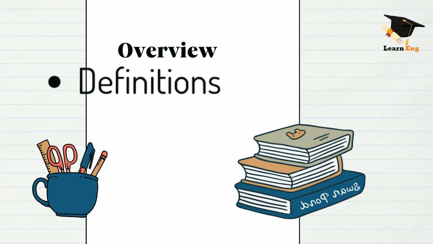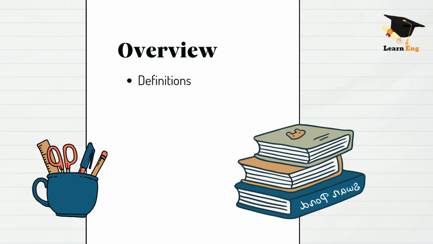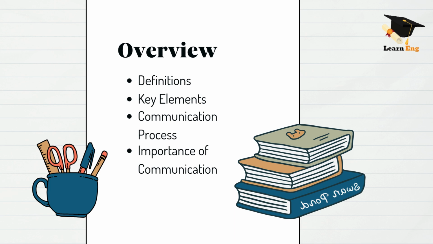We'll start with definitions, covering both a general definition and some insightful scholarly ones. Next, we'll move on to the key elements of communication, breaking down what makes communication effective. Then, we'll dive into the communication process, exploring how messages are transmitted and received. And finally, we'll wrap up with the importance of communication, understanding why these skills matter in everyday life.